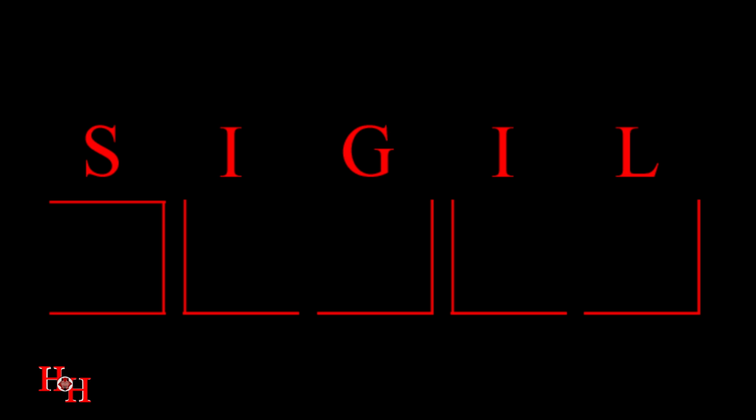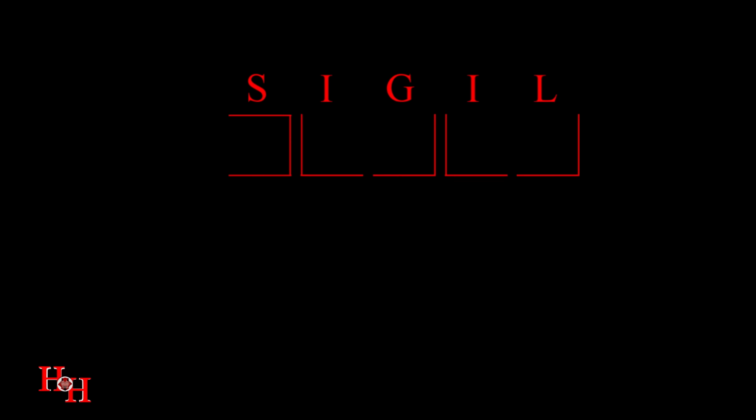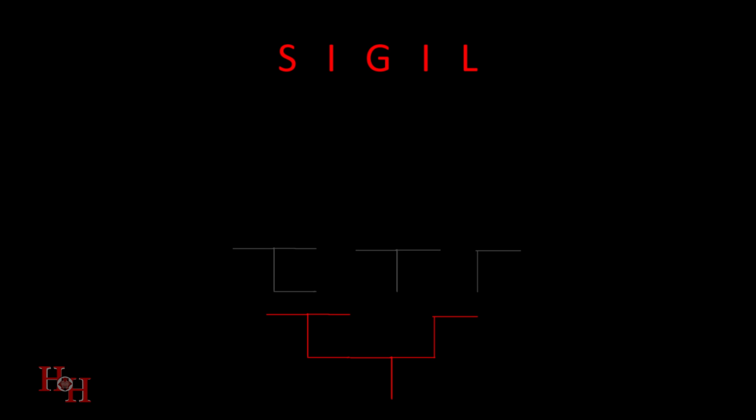So using these 5 shapes to represent S-I-G-I-L, we can further combine these 5 shapes into smaller and smaller shapes. So we can combine the S shape and the I shape to create one character. We can use the G shape and the I shape again to create a second character. And the L is left by itself. So then we can combine these three shapes to create a single shape. And this will be our final sigil design.